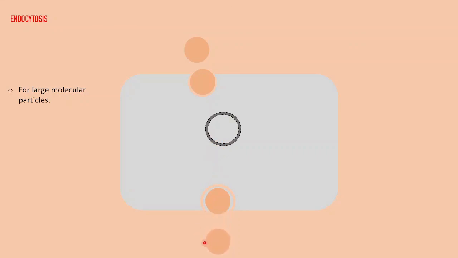So this process where it is getting released is known as exocytosis. Where they are getting engulfed, it is called endocytosis, and the part where they are getting out of the cell is known as exocytosis. So this is particularly for the larger molecule which cannot fit into the pores or cannot come through the channels.